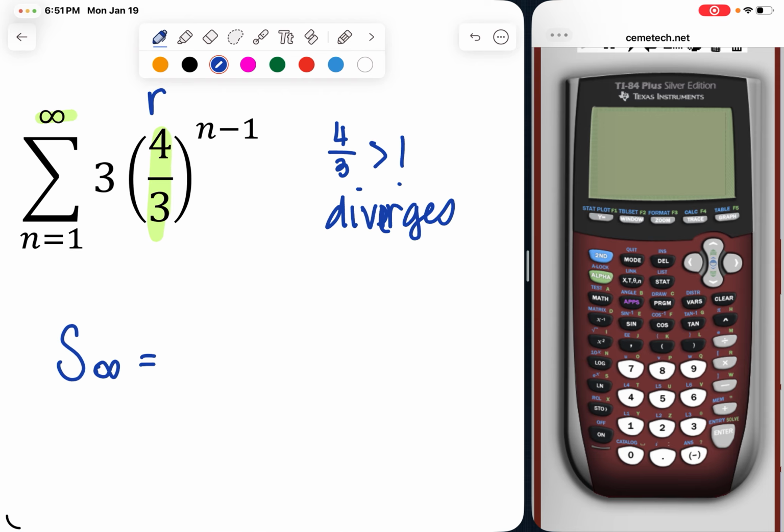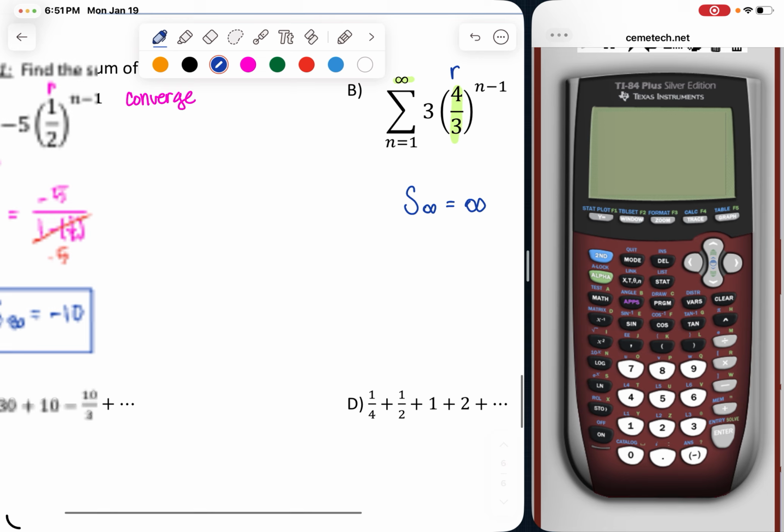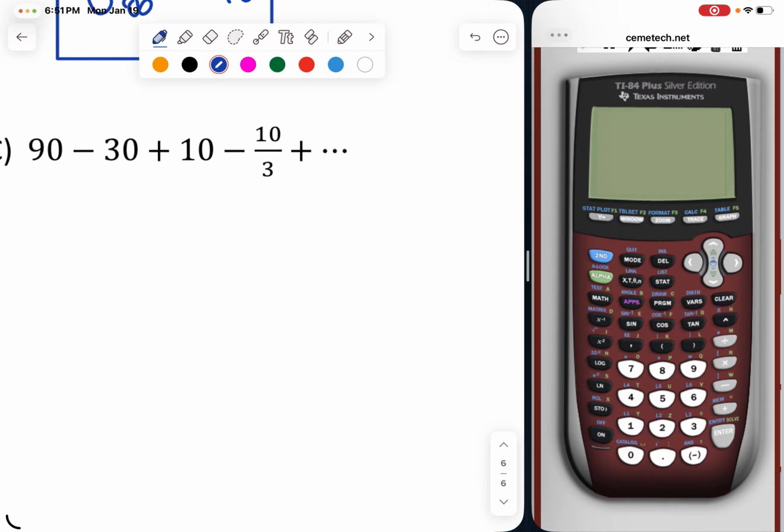We're going to multiply by 4/3, multiply by 4/3, multiply by 4/3, and keep adding that. So this is a number that's bigger than 1. Therefore, it's going to keep going forever and ever and ever, infinitely. Okay, let's go ahead and move on to this one.